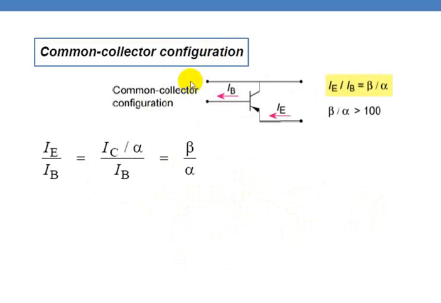Common collector configuration. Collector terminal is common. So input current is IB, output current is IE. And here IE by IB is nothing but beta by alpha. And usually this beta by alpha is greater than 100. So further IE can be written as IC by alpha. And this further can be written as 1 by alpha into IC by IB. So that is nothing but beta. IC by IB is beta. Beta divided by alpha. So here the ratio of IE to IB is expressed in terms of beta and alpha.